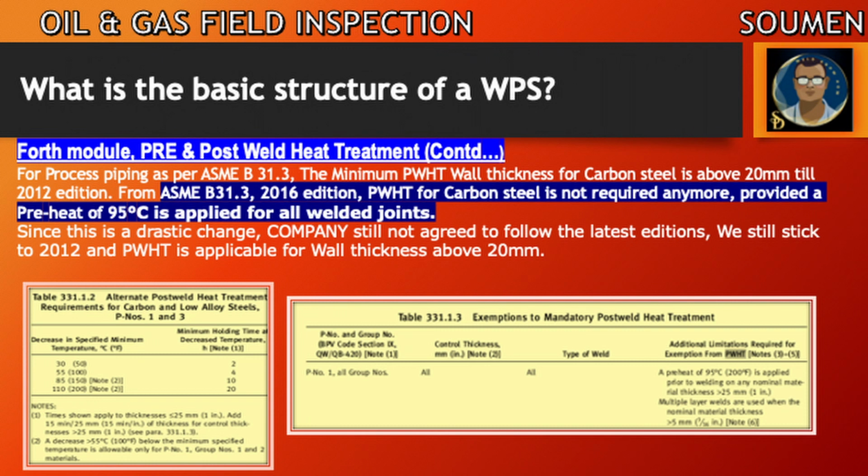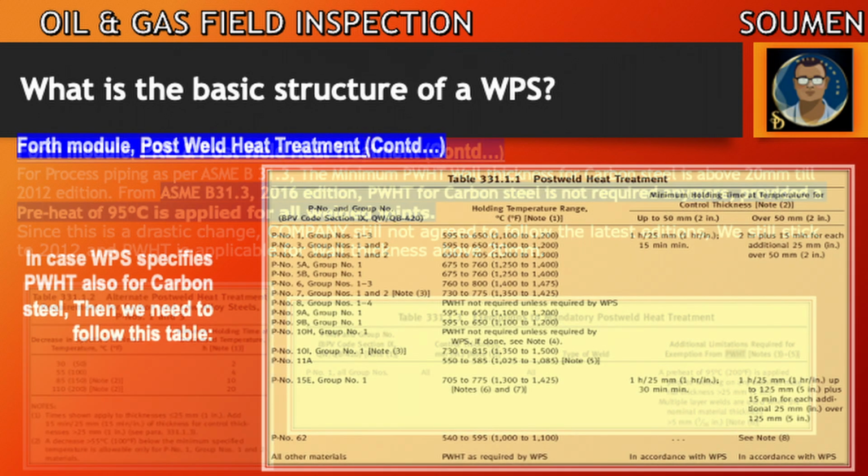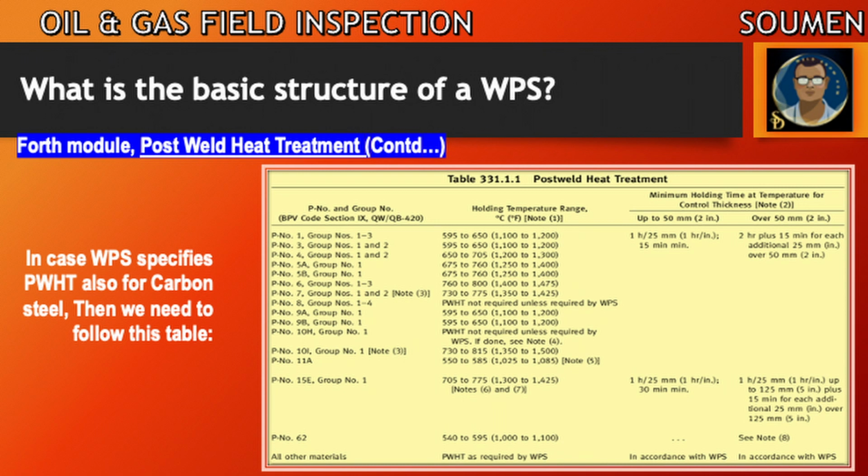So you can see the exemptions table on the right side at the bottom, Table 331.1.3, where it is exempted starting from the ASME B31.3 2016 edition. An alternative post-weld heat treatment requirement for carbon and low alloy steel is also in the left table. In case the WPS or the designer specifies post-weld heat treatment for carbon steel, then we need to follow this table. This is also available in ASME B31.3 2016 edition and onwards.